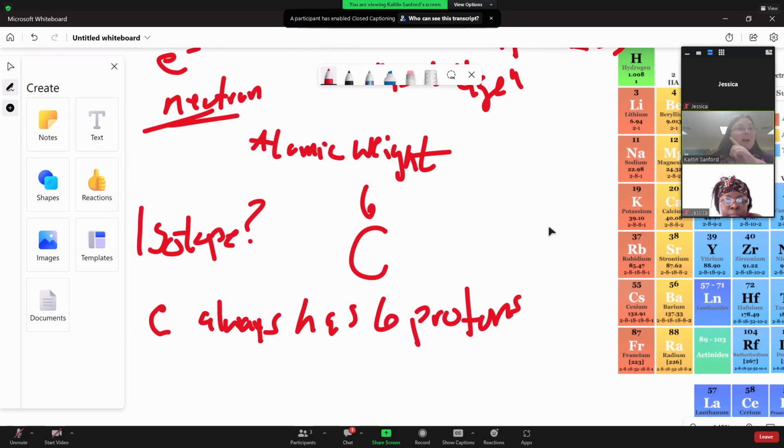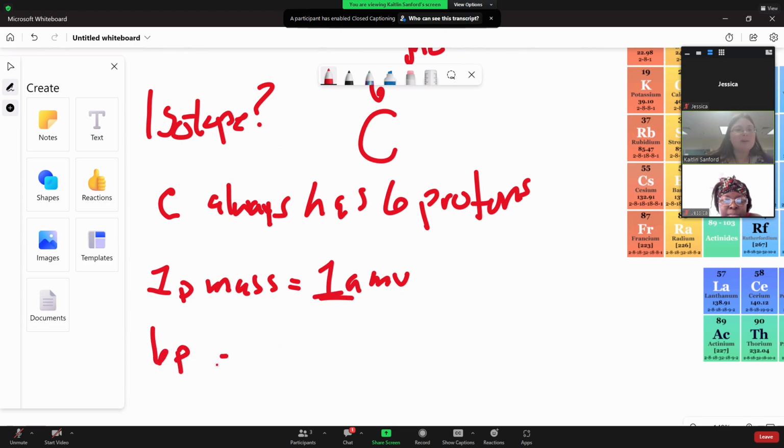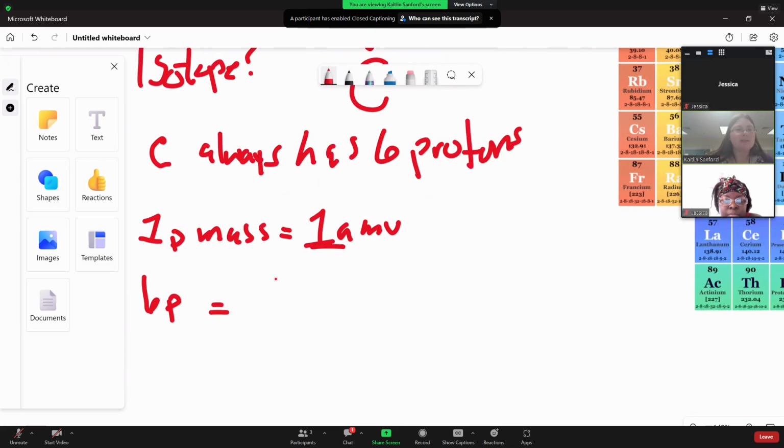Now, let's think back to that other chart you did over there. Remember when we talked about the AMU of each subatomic particle? What was the mass of one proton? 1 AMU, yeah. Okay. So if we have 6 protons, each of them weighing 1 AMU, what's the total mass that comes from protons? So it'd be 6? Yeah, it would be. Okay.